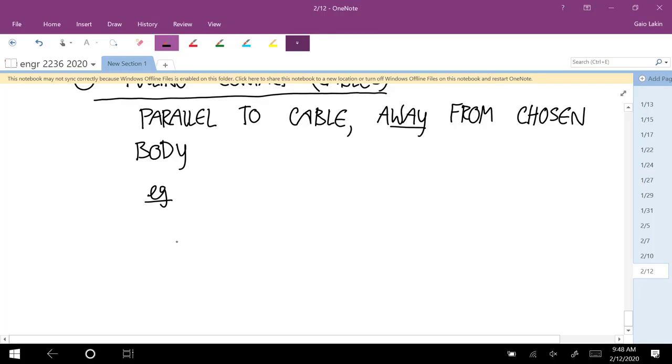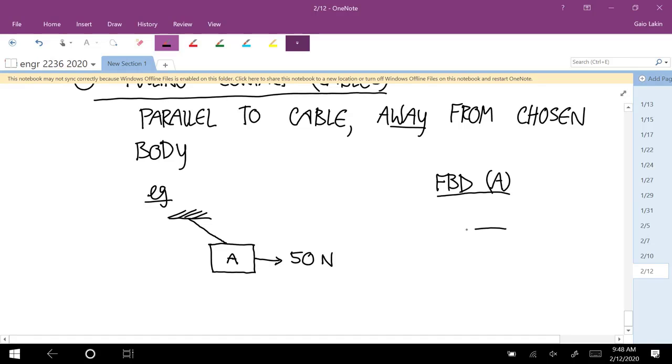And so if you have a cable connected to the ceiling, and so let's call this body A. Then a free body diagram of A. There's a weight force of the mass times 9.81 meters per second squared. There's the 50 Newton force this way.